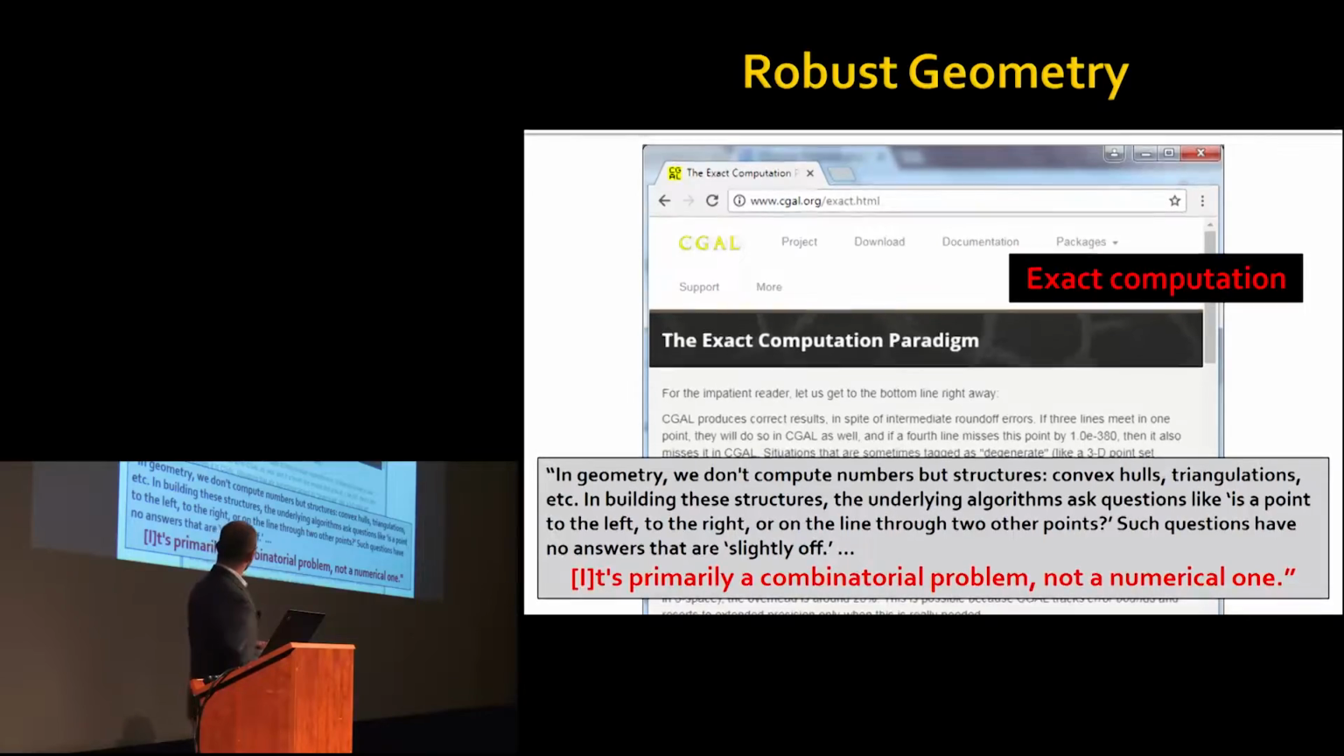And when we ask questions like, is a point to the left, to the right, or on a line through two other points, these questions have no answers that are slightly off, right? There's no notion of perturbing and being stable. You're either to the left or to the right. Right? And so this is primarily a combinatorial problem, not a numerical one. You have to make a discrete choice.